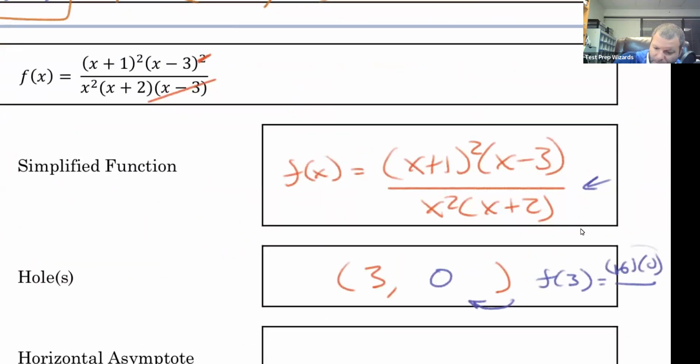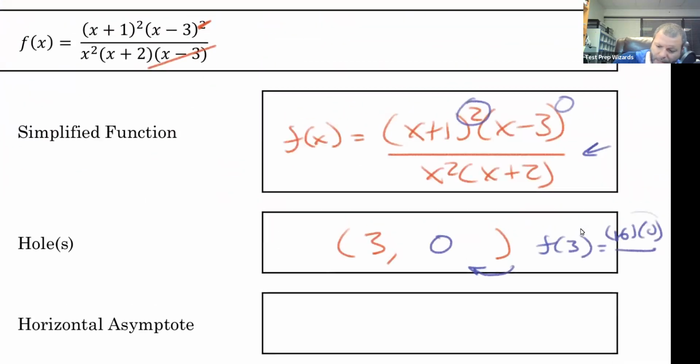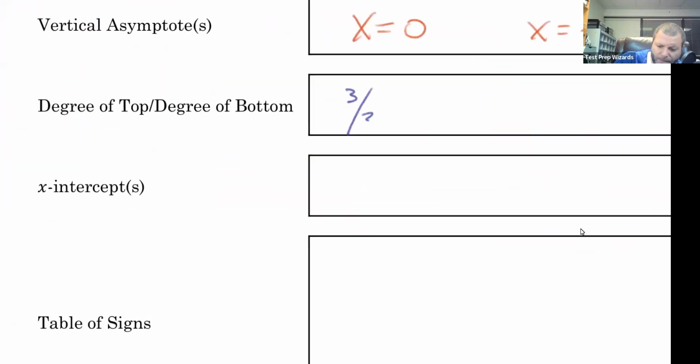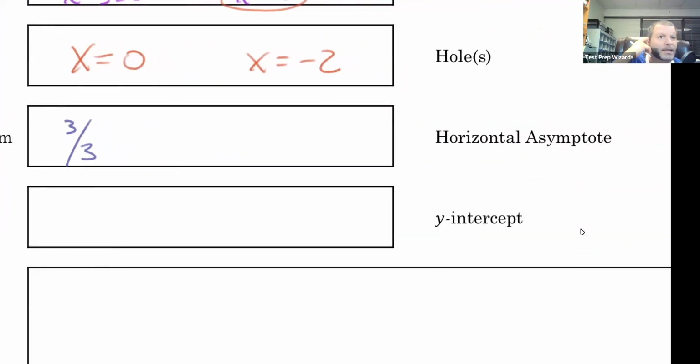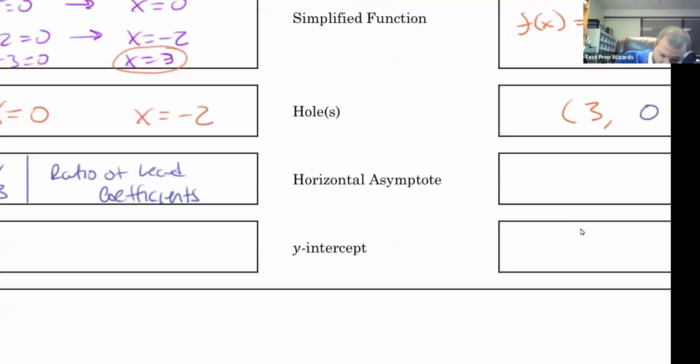So in our simplified version, we have 2 and 1, so we're going to get a 3 here in the top. We're going to get a 2 and a 1 there in terms of power, so 3 over 3. This means that the degree of the top and the degree of the bottom are the same. So a horizontal asymptote is going to be the ratio of lead coefficients of the top and the bottom.